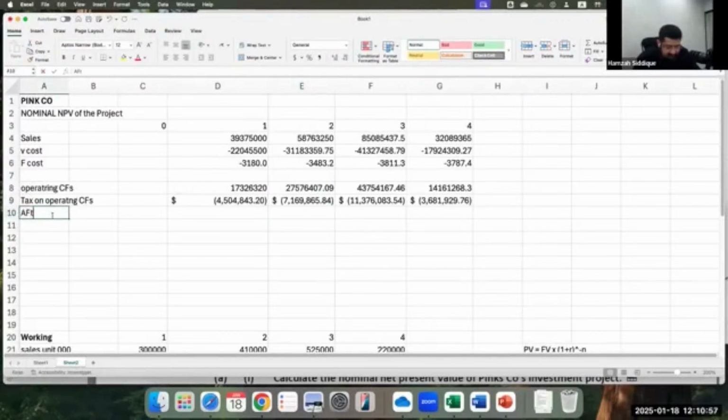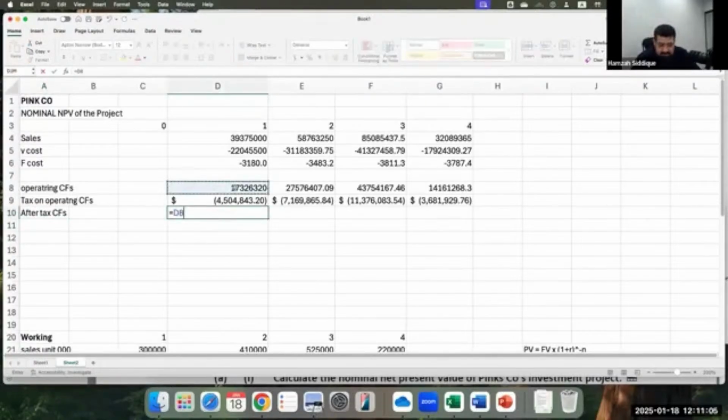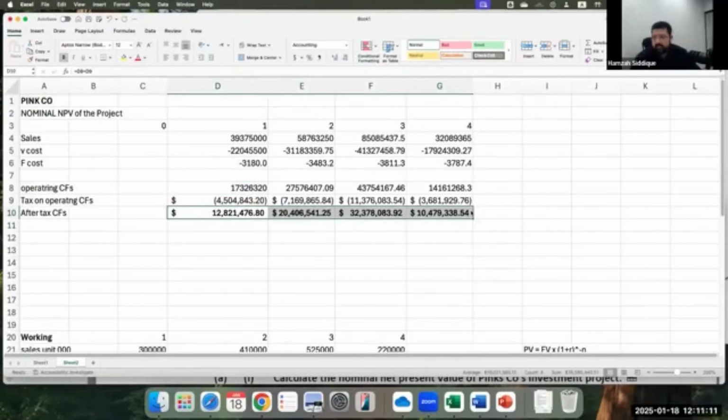So, after tax cash flows. After tax cash flows: this plus this. If there is any confusion, you can ask.